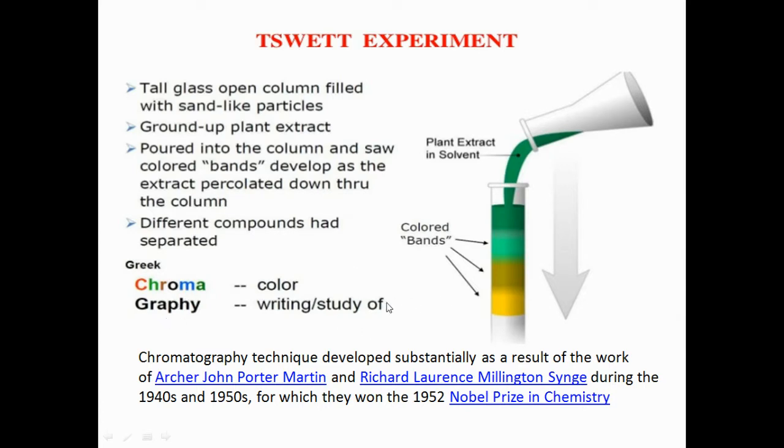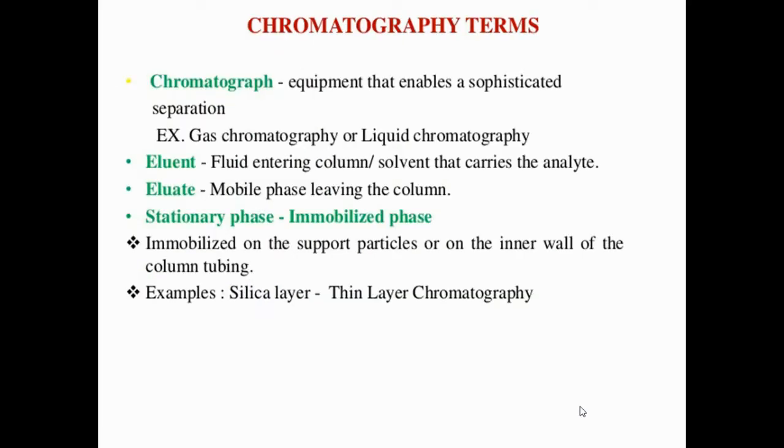But later on, various scientists such as Archer John Porter Martin and Richard Laurence Millington Synge, that is, we call them Martin and Synge, developed this technique, and various other techniques evolved from this, such as TLC, paper chromatography, etc. Therefore, these two scientists, Martin and Synge, were awarded the Nobel Prize in Chemistry for the development of the chromatography technique. Then let us see what the different terms involved in this chromatography technique are.